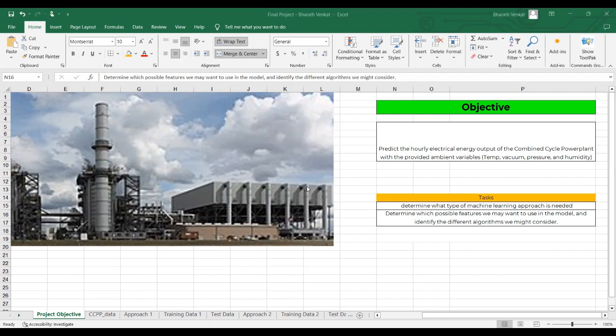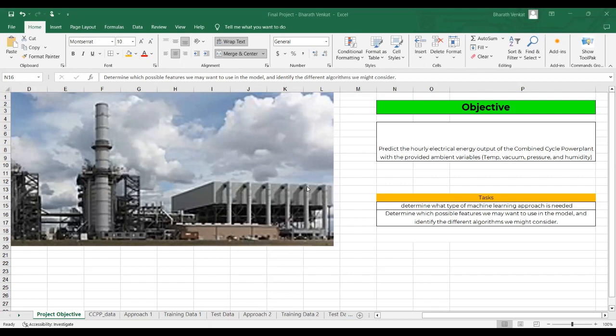Here I'm going to start off with the objective for this project, which was to predict the hourly electrical energy output of the combined cycle power plant. We had the provided ambient variables: temperature, vacuum, pressure, and humidity. So basically there were two major tasks.